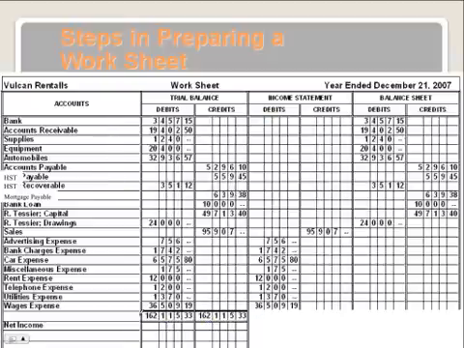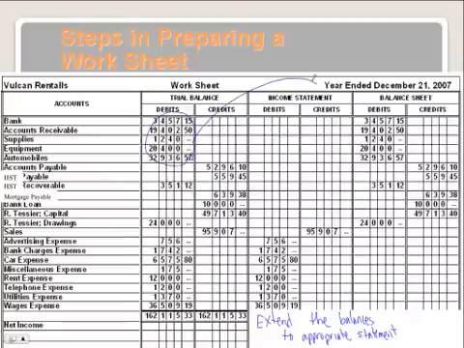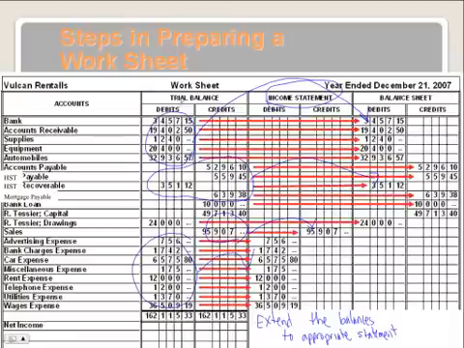Step 3 then is going to be extend the balances to the appropriate statement. So again, we know that assets, here are all our assets, they go on the balance sheet. And they're debits, so they go in the debit column. We know liabilities, and we have a contra liability here, remember from last section, go on the balance sheet. And so on. Capital goes on the balance sheet and drawings go on the balance sheet. Here and here. However, revenues and expenses go on the income statement, so we're going to put them here on the income statement. That's called extending your balances. Okay, you'll notice it's the exact same number, we've just moved it to the proper statement.